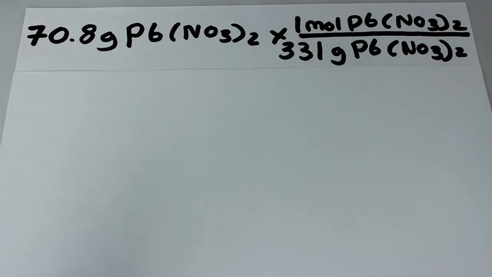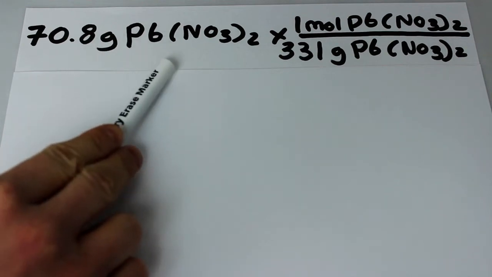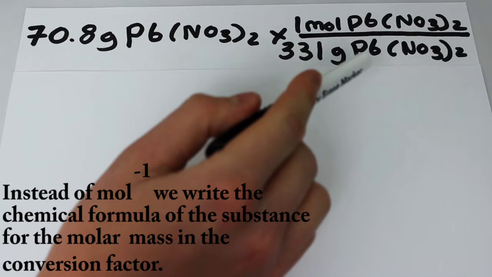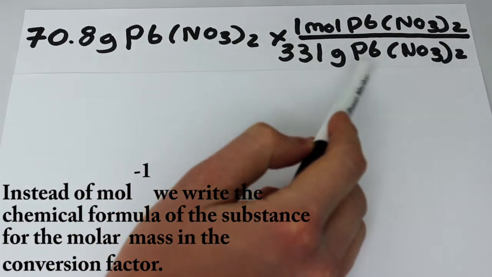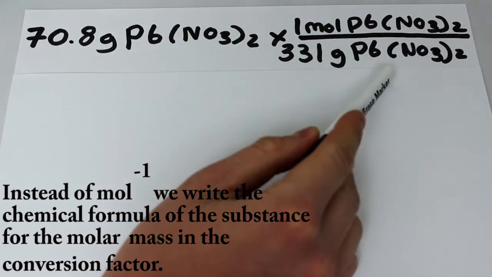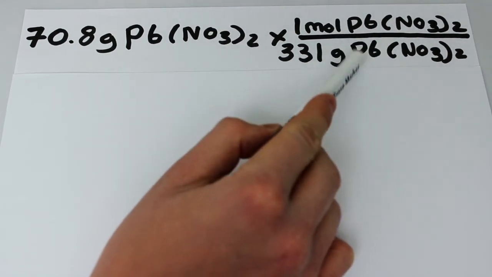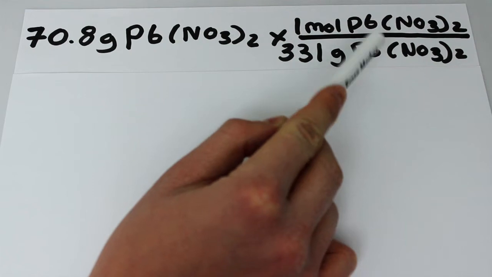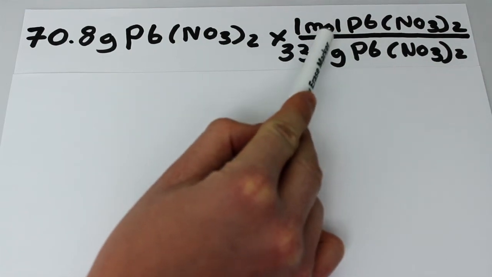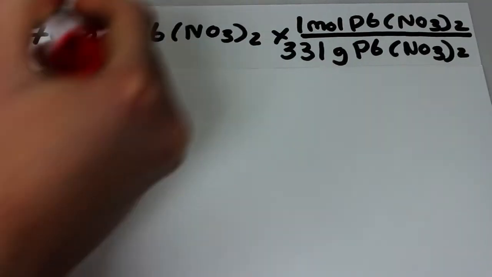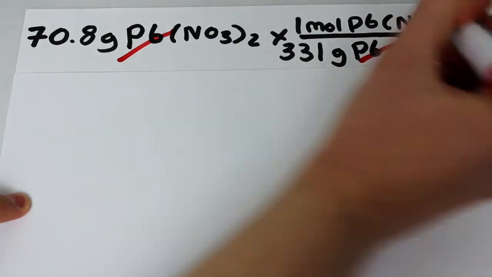Now to do this, we take the mass of the sample of the substance, which is 70.8 grams of lead nitrate, and then we multiply that by a conversion factor that consists of the molar mass of lead nitrate, which is 331 grams of lead nitrate, and an equivalent value of 1 mole of lead nitrate, because don't forget the molar mass is the mass of 1 mole of the substance, therefore the equivalent value is 1 mole of lead nitrate. So now we can cancel out the unit of grams of lead nitrate as follows, because it is at the top and the bottom.